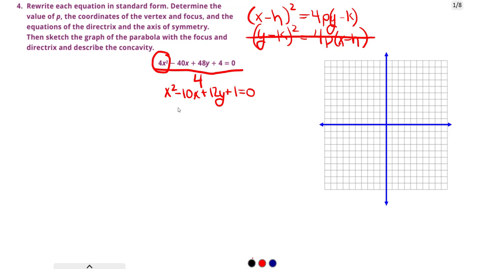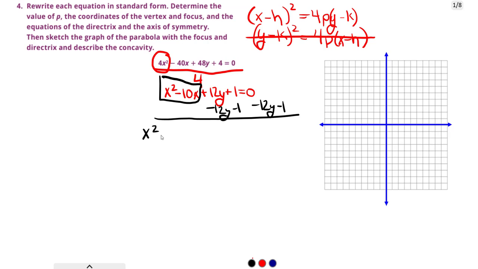And so now my goal is to get it to where anything dealing with x stays on the left hand side. Everything else moves. So I'm subtracting the 12y and subtracting 1. Which gives us x squared minus 10x is equal to negative 12y minus 1.